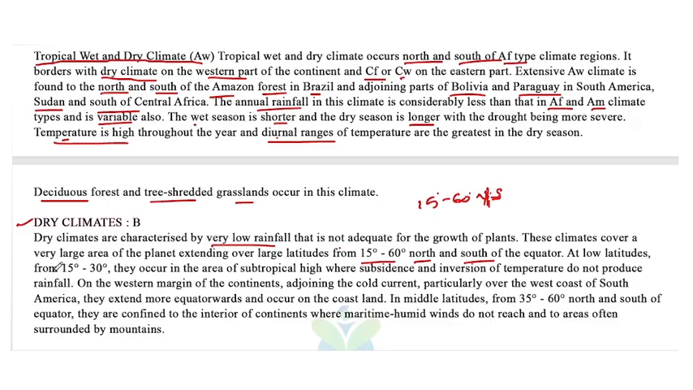At low latitudes, from 50 degrees to 30 degrees, they occur in the area of subtropical high, where subsidence and inversion of temperature do not produce rainfall. On the western margin of the continents adjoining the cold current, particularly over the west coast of South America, they extend more equatorward and occur on the coastland. In middle latitudes, from 35 degrees to 60 degrees north and south of the equator, they are confined to the interior of continents where maritime humid winds do not reach and the area is often surrounded by mountains.